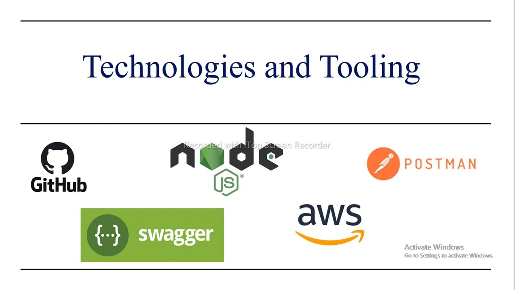Let's see the technologies and tooling. Code versioning and the repository are handled using GitHub, and API design has been done using Swagger. Then the programming has been done using Node.js, and project hosting has been done using AWS, and other tools and technologies like Postman have been used.